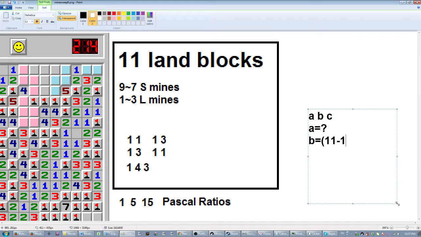11 minus 1 divided by 1. Was that right? No, divided by 2. Multiplied by A. No. So it's like this: A multiplied by 11. Subtract the first number, that is 1. Most of the time 1 is not the first number, but here it is. And then you divide it by the next number. And then C equals B multiplied by 11 minus 2, divided by 3.